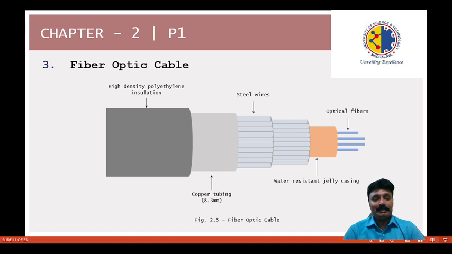Then finally, the fiber optic cables, which are taking a leading role in transmitting data at high speed. In high speed data transmission, this type of optic fiber cable will be used, and we may wonder how this can be. In this figure, the optic fibers are used to transmit the data signals.